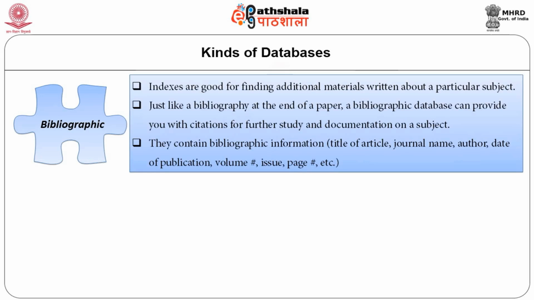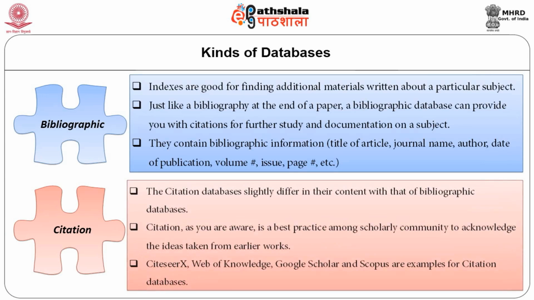When I say bibliographic information, it includes the title of the articles, the journal name, author, date of publication, volume, issue number and so on and so forth. Among the databases which we listed earlier, Compendex, ERIC, LISA, InSpec, MathSciNet and PubMed belong to this particular category of databases. The second type of database is the citation database. Citation databases slightly differ in their content from bibliographic databases.